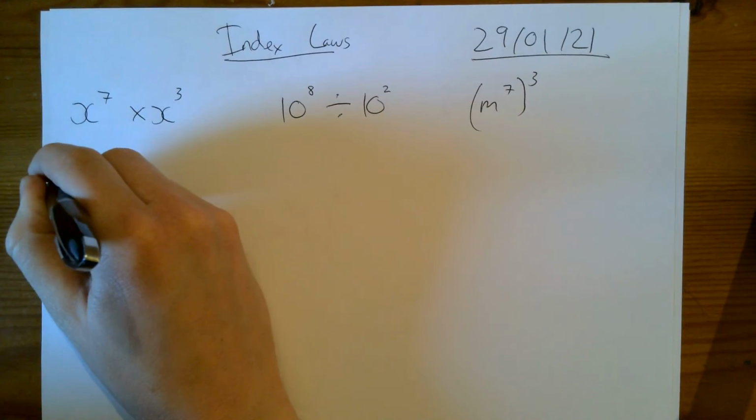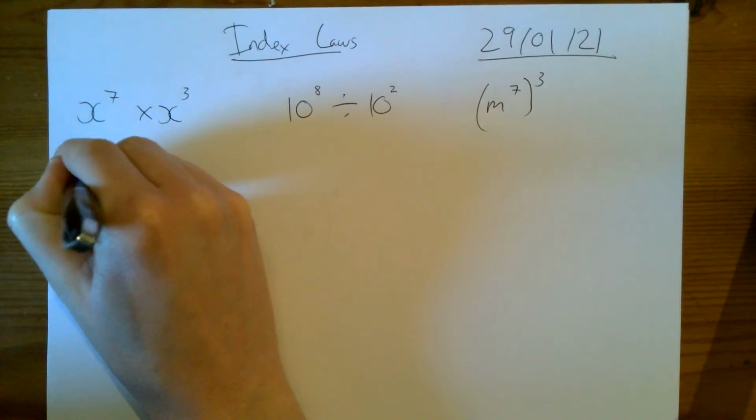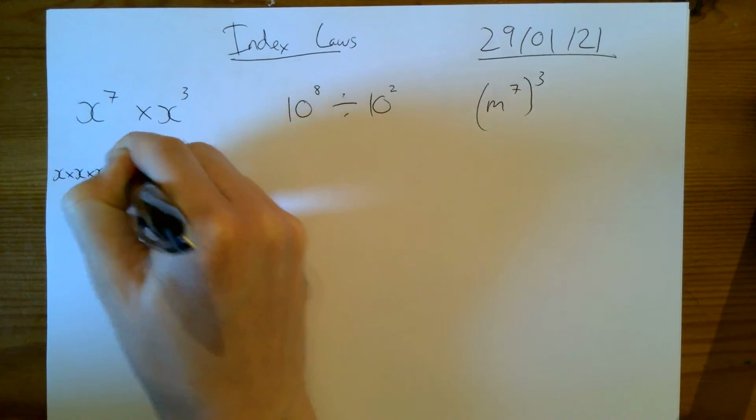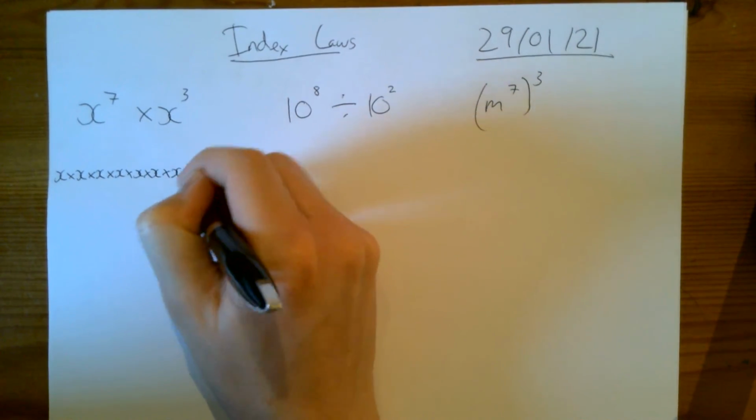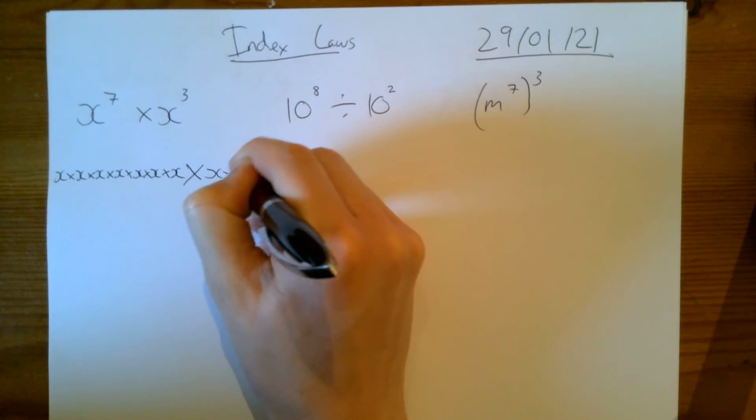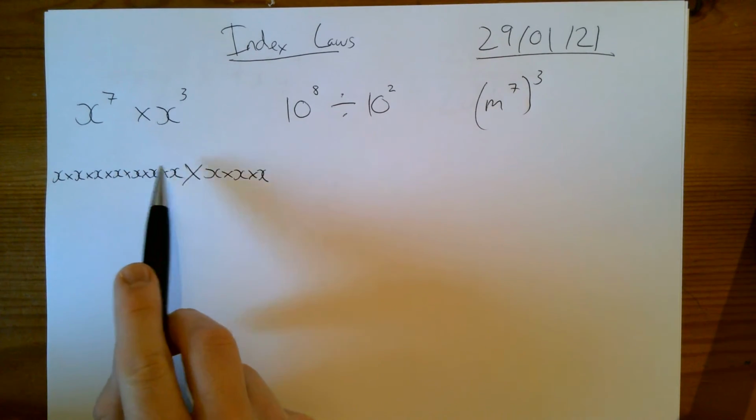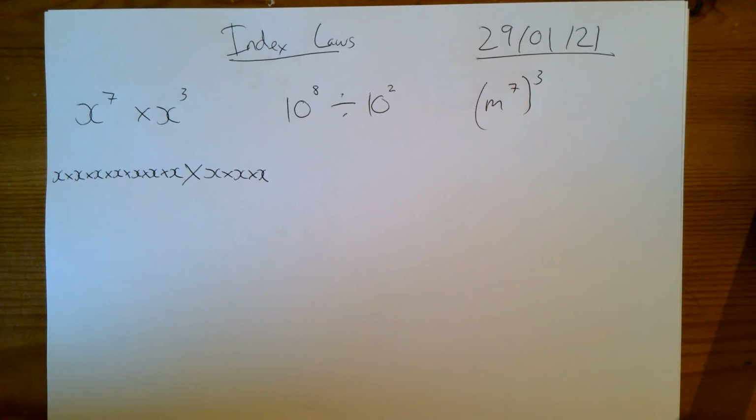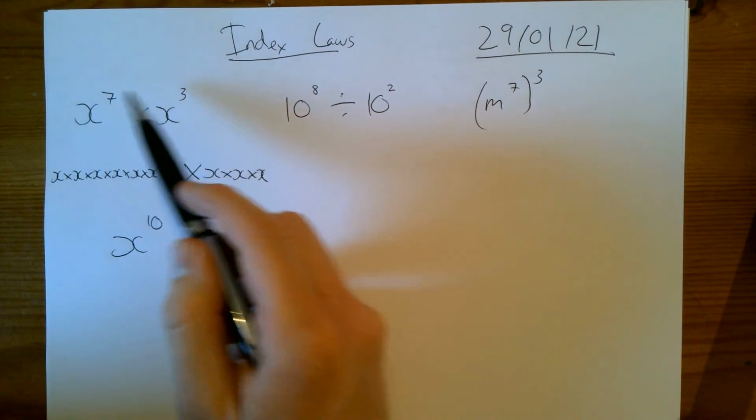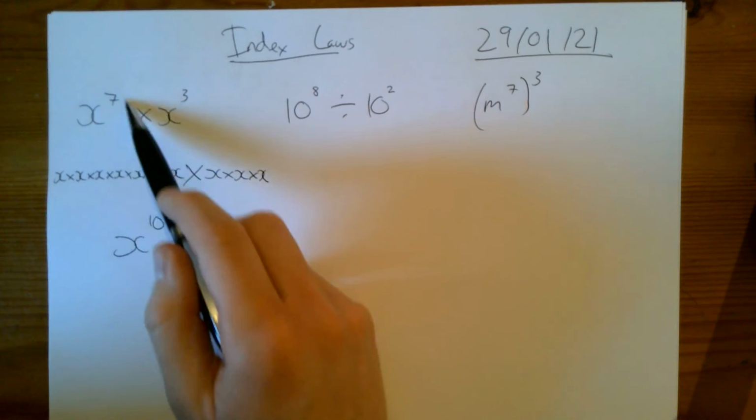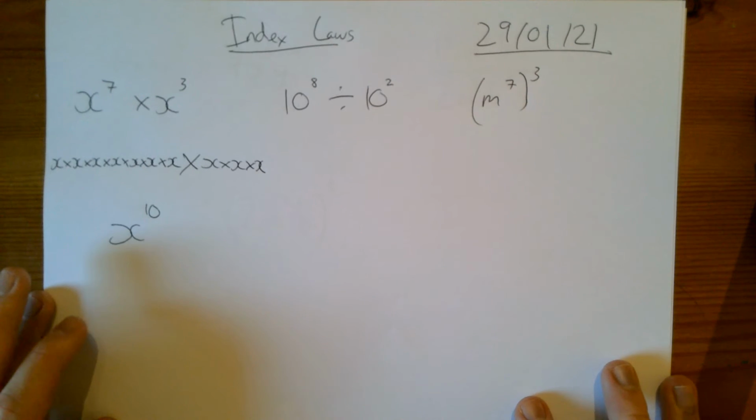x to the power 7 means x times x times x times x times x times x times x. That's x to the power 7. Times x cubed means x times x times x. Altogether there are 1, 2, 3, 4, 5, 6, 7, 8, 9, 10 x's being multiplied by each other, so it means we've got x to the power of 10. Remember, if the terms are the same and you multiply them together, the powers add together. The 7 plus the 3 gives you the 10.